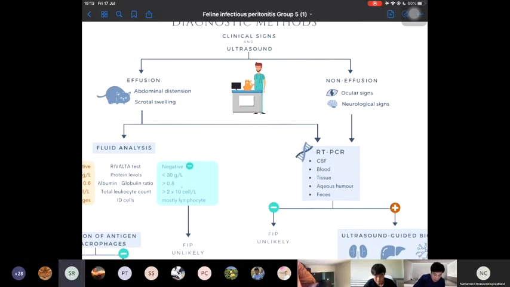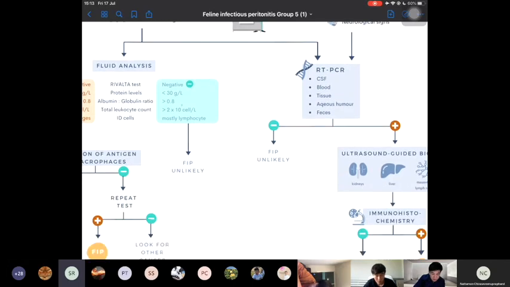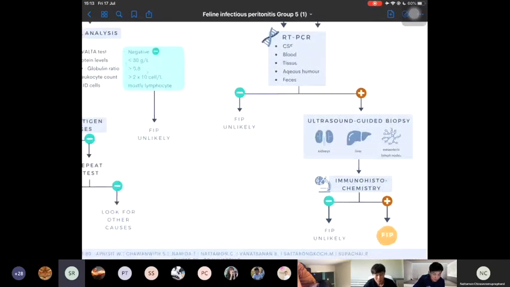For the non-effusive form, we recommend ultrasound-guided biopsy from the liver, kidney, and mesenteric lymph node. To collect the tissue sample, immunostaining is performed on formalin-fixed tissue, using immunohistochemistry. Positive feline coronavirus antigen immunostaining of tissues is said to confirm a diagnosis of FIP.